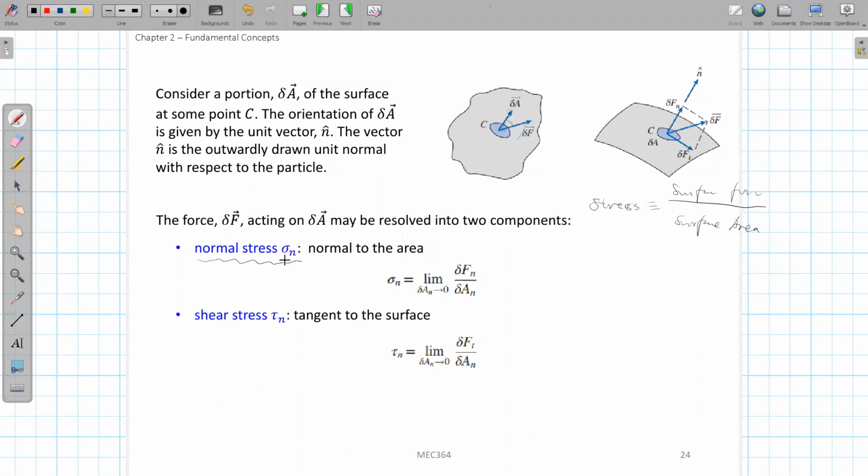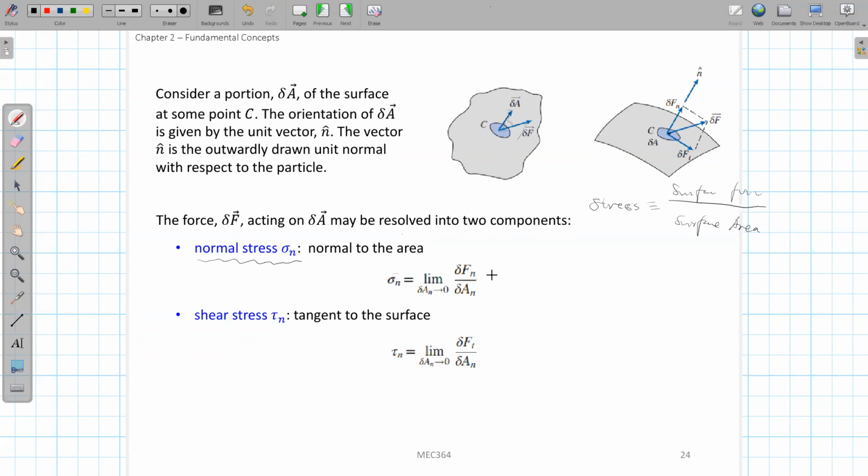Okay, and we're using sigma as the notation for the stress, and in sigma n, this n means normal. It means this is the force in the normal direction of the surface. Sigma n can be defined as the normal direction component of this force over this small, elementary area, delta An. If this delta An goes to the limit, to 0, we get the stress only at this local point here, this C point here. So this will be defined as the normal stress.